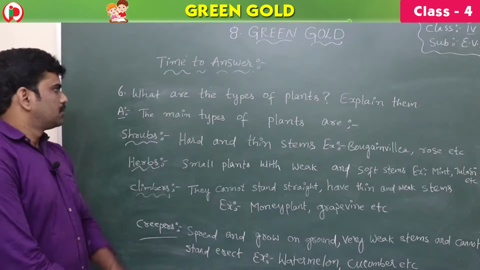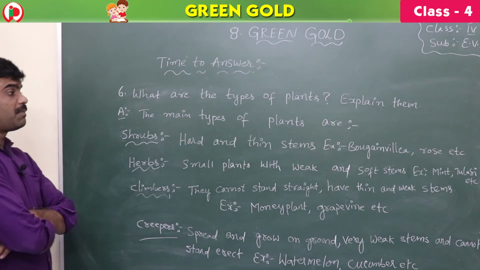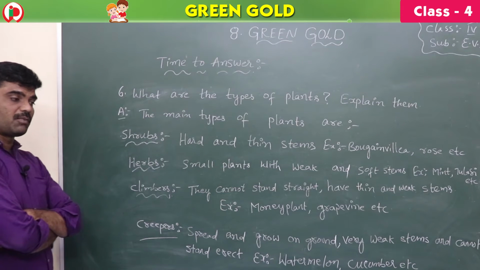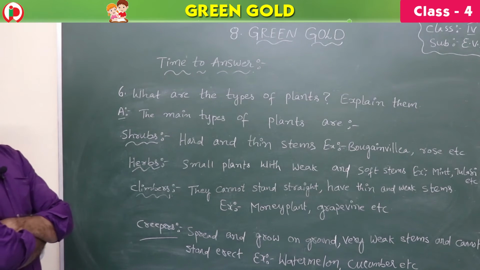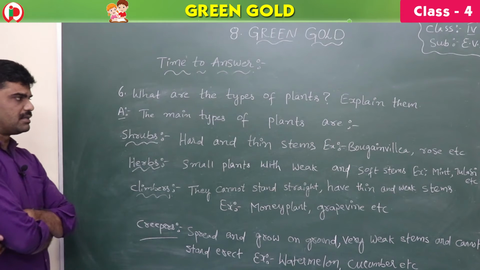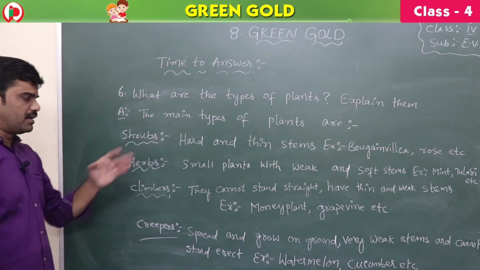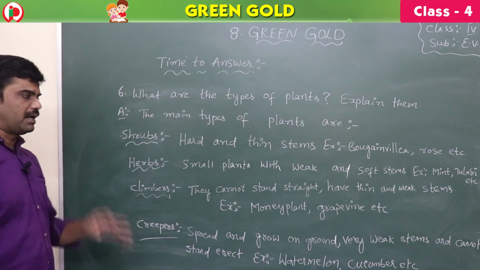Okay. Children, see the sixth question. What are the types of plants? Explain them. So we have learned there are so many types of plants, right from small grasses to large trees. So here the main answer is, the main types of plants are shrubs, herbs, climbers, creepers and water plants.